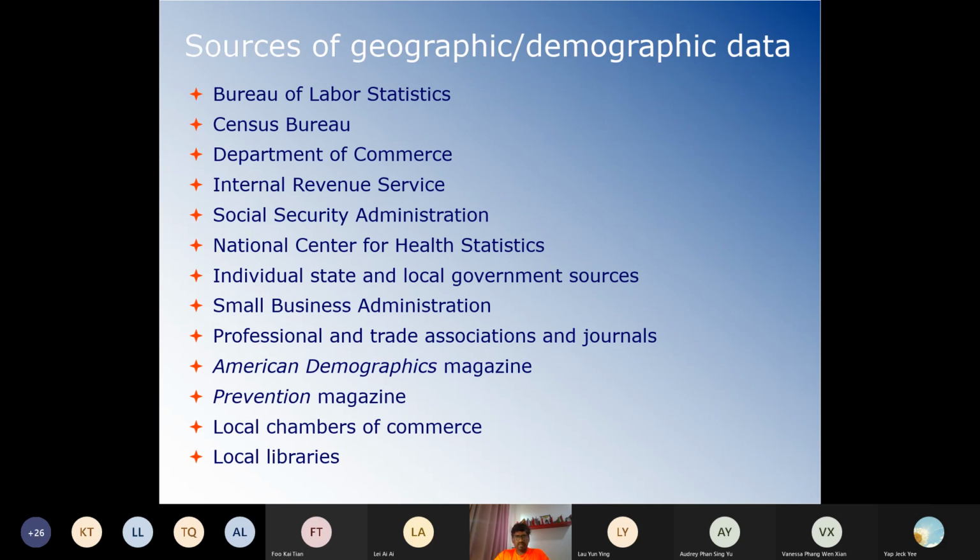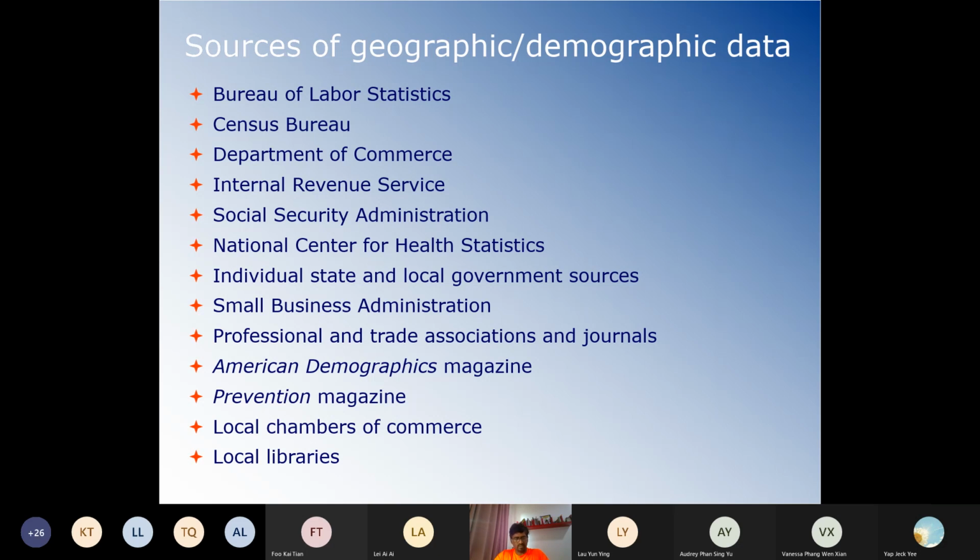The market segmentation using the demographic or geographic data could be obtained from all of the resources given here. They could be accessible through the information on customer business relationships published by public as well as non-governmental or private organizations, starting from the Bureau of Labor Statistics until the local libraries. So you can get all the data.